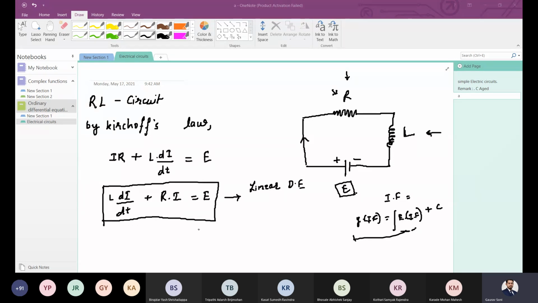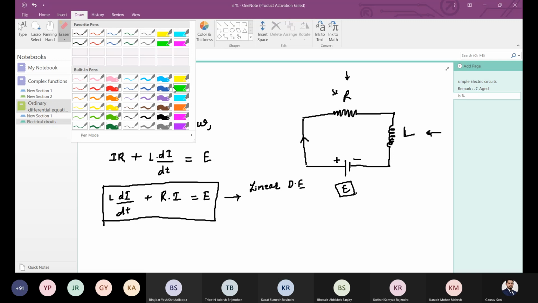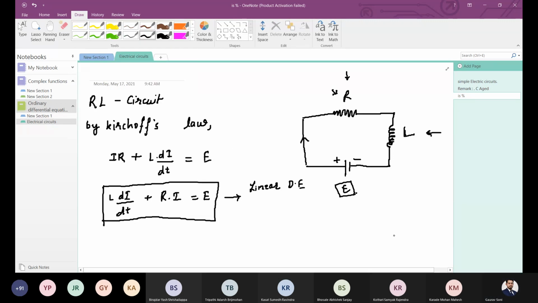Which value are we going to get after solving this linear differential equation? Sir, electromotive force, EMF value. You will get electromotive force. So basically the voltage. Current.